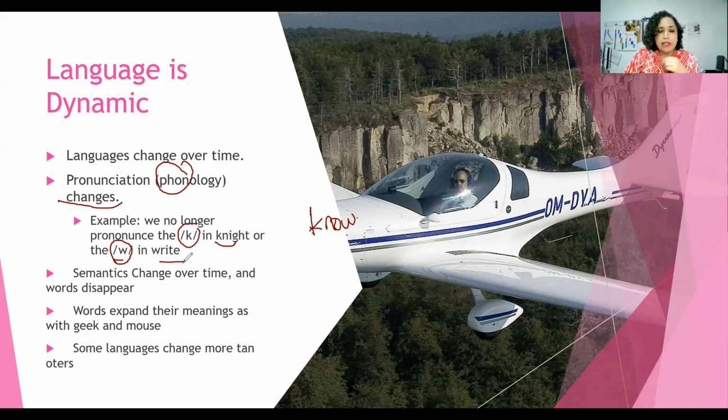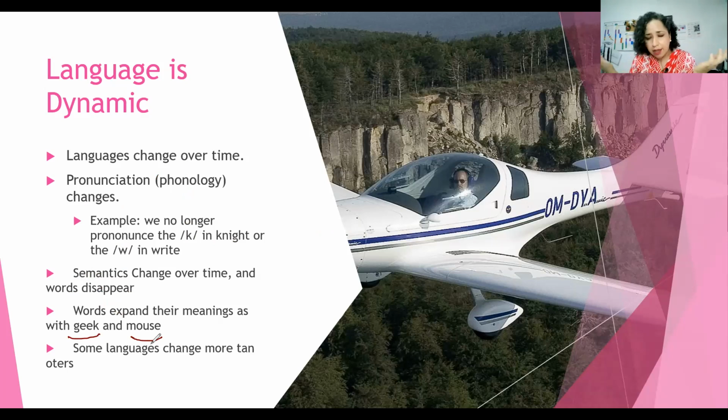It keeps changing. Semantics change over time, and some words even disappear completely, erased. Words expand their meaning, as with geek and mouse. A mouse is no longer just an animal, it's also a device that you use for your computer, isn't it? It is. So they keep expanding meaning, definition, and especially in English. I find that the English language has so few words and so many definitions for one word, for two words. It's like one word just needs to be within the context.